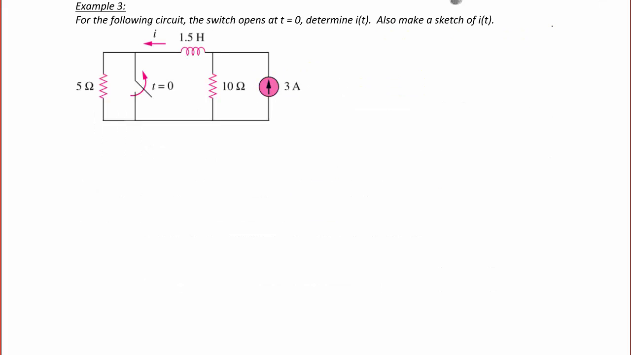All right, let's look at an example. For the following circuit, the switch opens at t equals 0. Determine I of t and also make a sketch of I of t. So to analyze this problem, we draw the circuit 3 times. We draw it at t equals 0 minus, t equals 0 plus, and t equals infinity. At t equals 0 minus, the switch is closed.